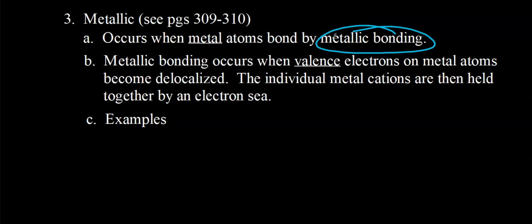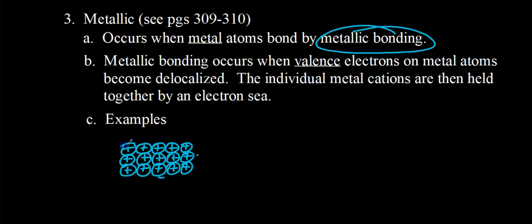Let me show you an example of what that looks like, and then I'll give you examples of metallic solids. Something like this, you have a whole bunch of cations, and there's these electrons, the valence electrons of the metal atoms that are delocalized. These electrons are able to move around. This is why metals are good conductors of electricity. They have these electrons that are able to move between different atoms.